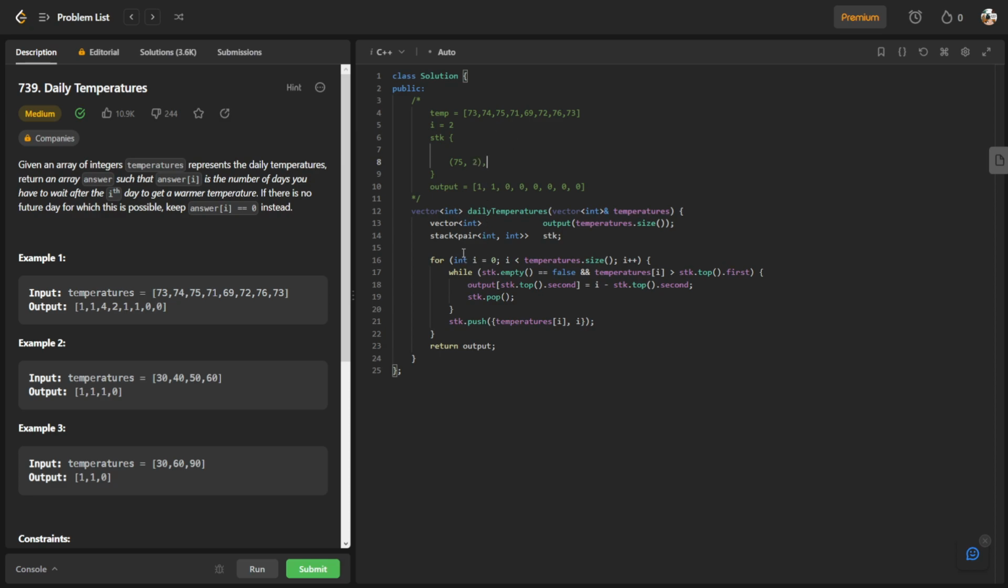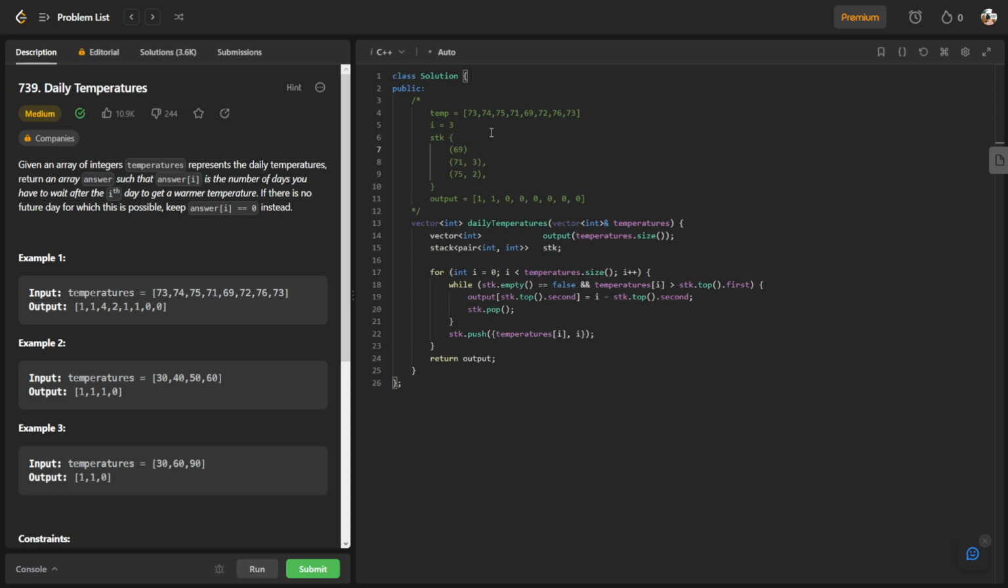Now let's look at index 3, which is 71. Since 71 is less than 75, I'll just push 71 in, 71 with 3. The same thing for 69. Since 69 is lower than 71, I'll push 69 in, with 4.